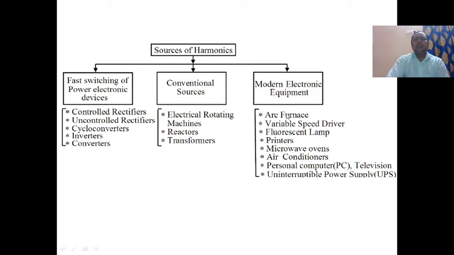Modern electronic equipment means arc furnaces, variable speed drives, fluorescent lamps, printers, microwave ovens, air conditioners, personal computers, televisions, and uninterruptible power supplies, that is UPS. These are all causes of harmonics. The harmonic content means multiples of the frequency. A waveform containing multiples of the frequency is not an exact sinusoidal, so there is some distortion in the entire waveform.